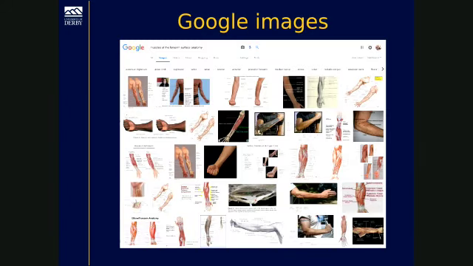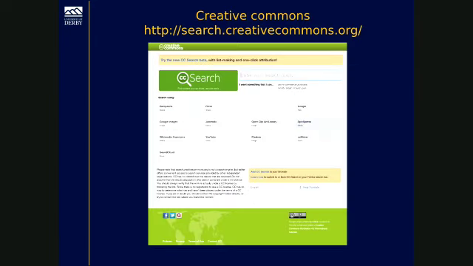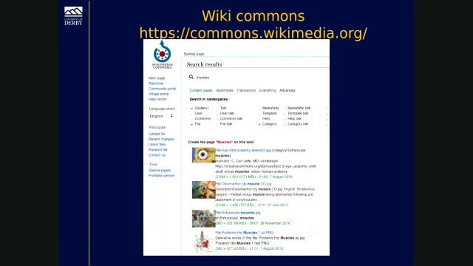Example, muscles of the forearm. That's a Creative Commons search. We can find free resources, and that will give you sources like those, muscles and things like that, worthwhile looking at and labeling.